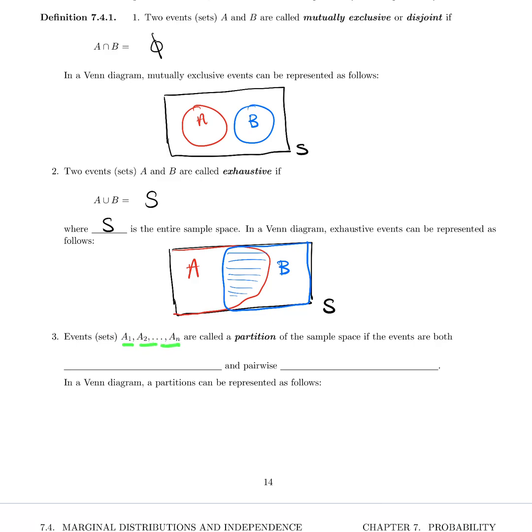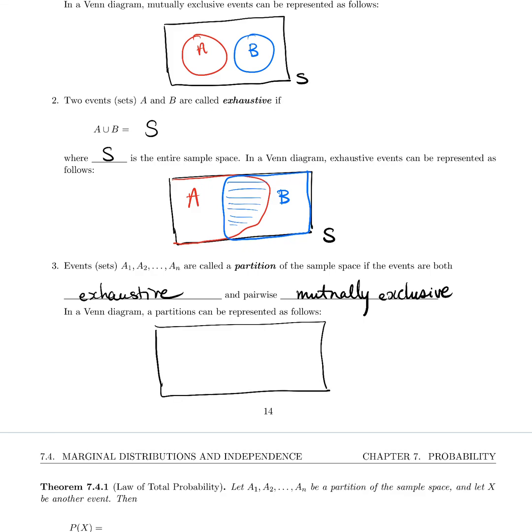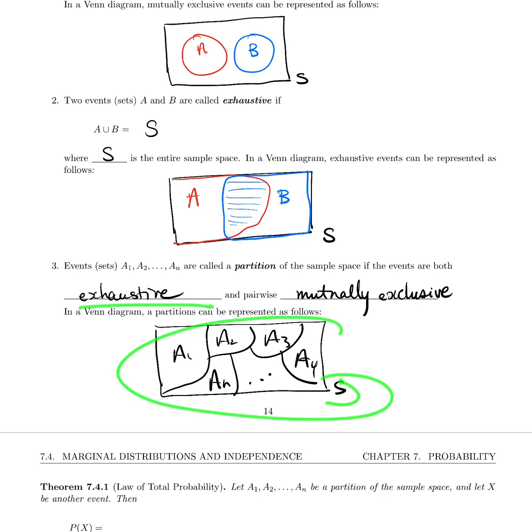Events or sets A1 through AN are called a partition of the sample space if they are both exhaustive and pairwise mutually exclusive. If we want to demonstrate that in a Venn diagram, we need both of these images to be true at the same time. We need to fill up all of S while having no overlap between the sets. So we can have set A1, which is here, and then A2, which has no overlap, and A3, A4, etc., going down to finish and fill up all of the space N. There's no gap here. You're imagining sets completely filling up that sample space. So a partition is exhaustive, fills up all of S, and is mutually exclusive. There is no overlap between any of these events or sets.